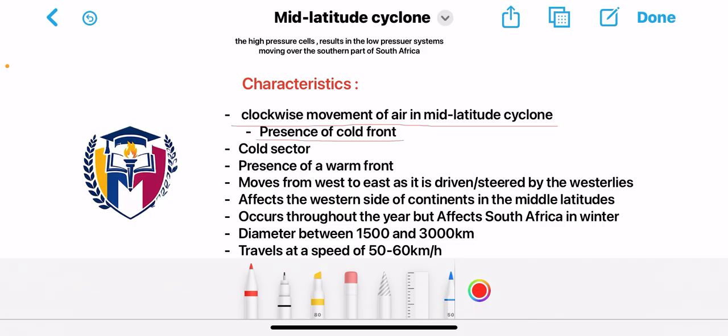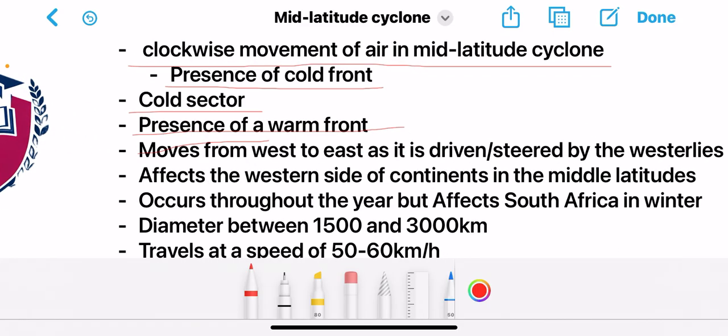Now, for you to understand what is a cold front, we'll have to wait for us to touch the sketches. So the sketches, we are going to touch them as we go down, on the synoptic weather map, so that you can see what is a cold front. Another characteristic is a cold sector. Again, we have to go to the sketch for you to understand what is a cold sector. The presence of a warm front. Also, again, we have to understand the sketch for you to understand what is a warm front.